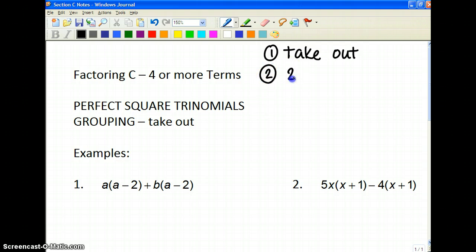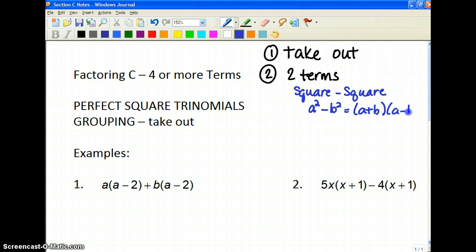Step 2, if there's 2 terms in the problem, we have 2 types. We have square minus squares. So if you have a squared minus b squared, it is a plus b times a minus b. And then the second kind is a cube, and that's where we just memorize that rule. The third step, unfoil.